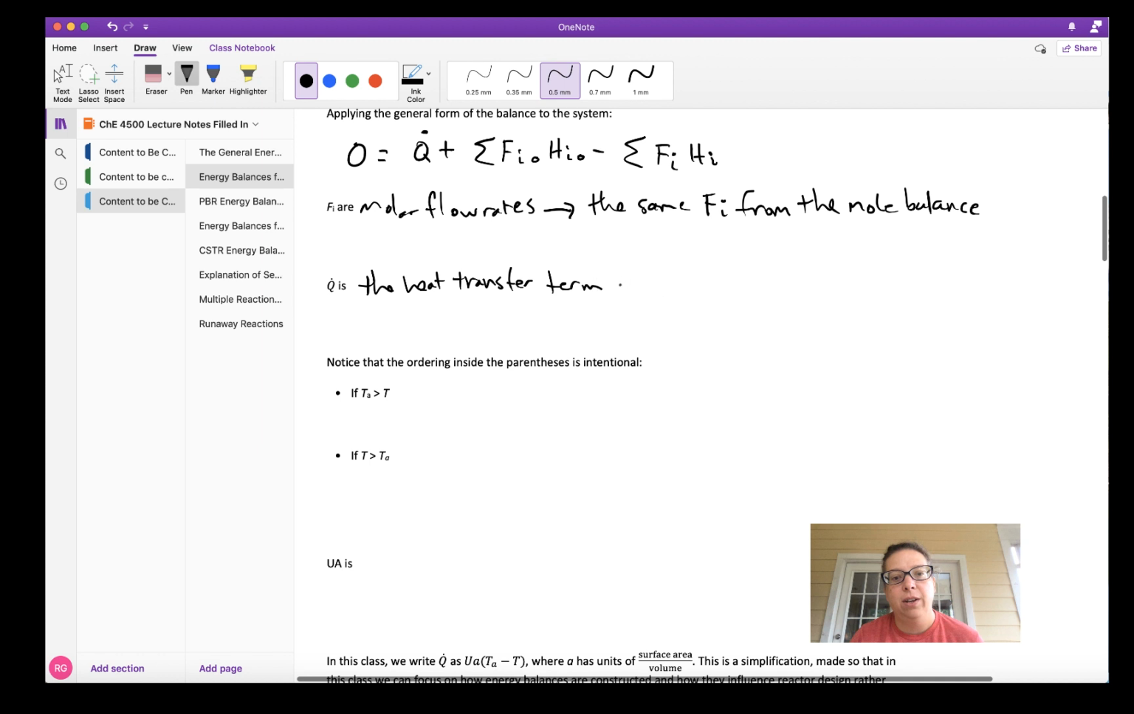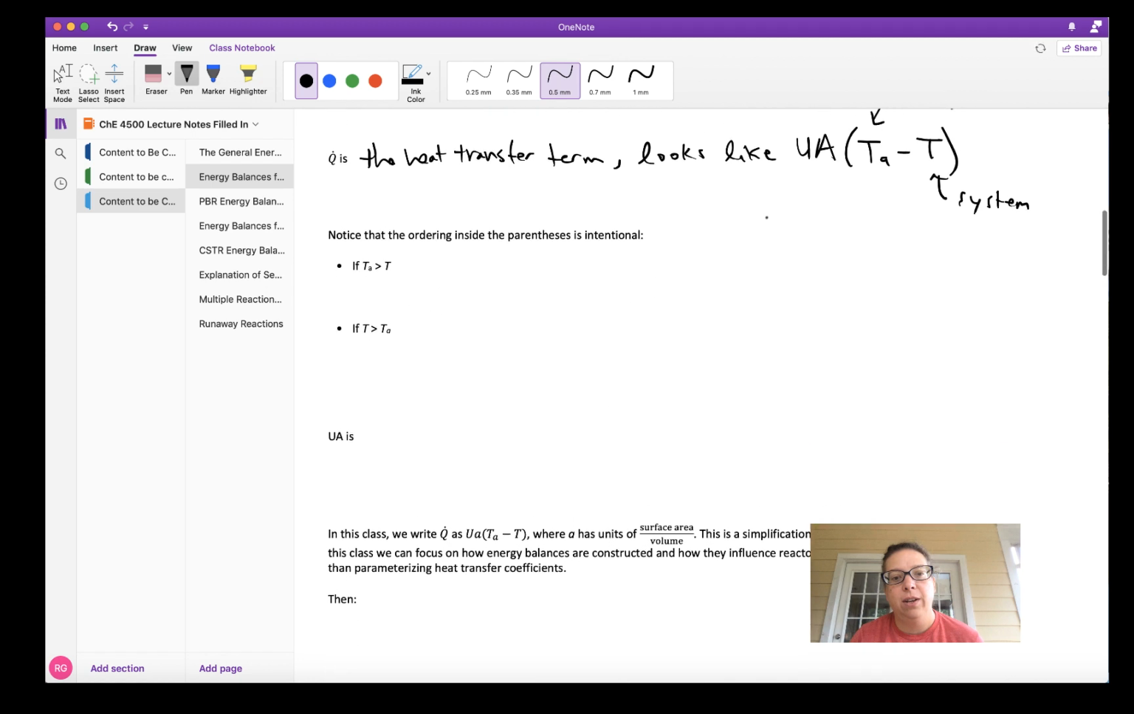It looks something like this: UA times (Ta minus T), where Ta is the temperature of the coolant, and T is the temperature of the reactor fluid. So basically, the heat transfer term is going to give an overall heat transfer coefficient times an area times a temperature difference.